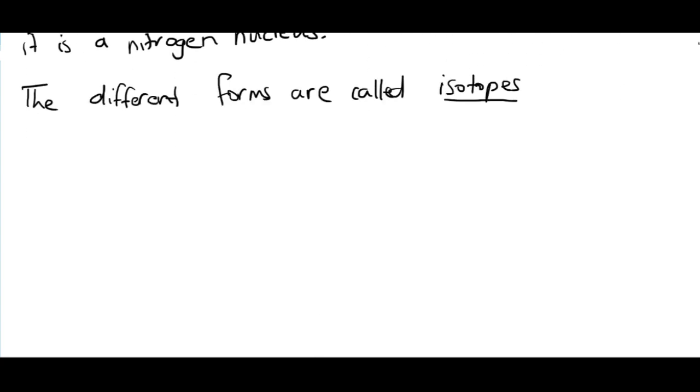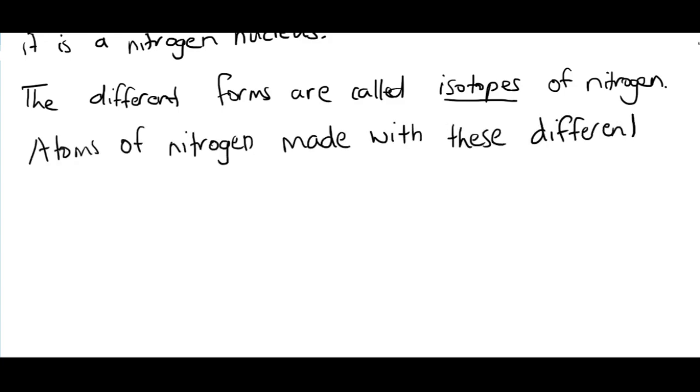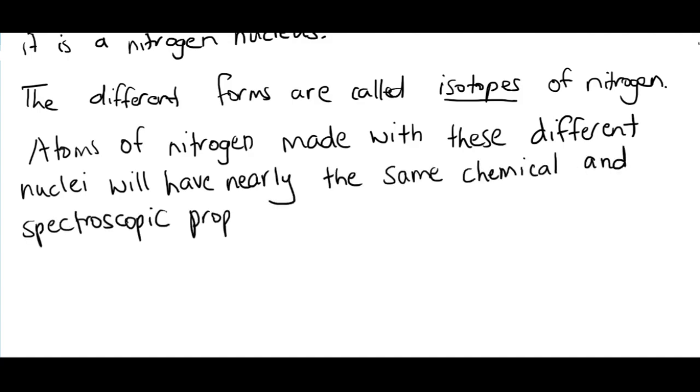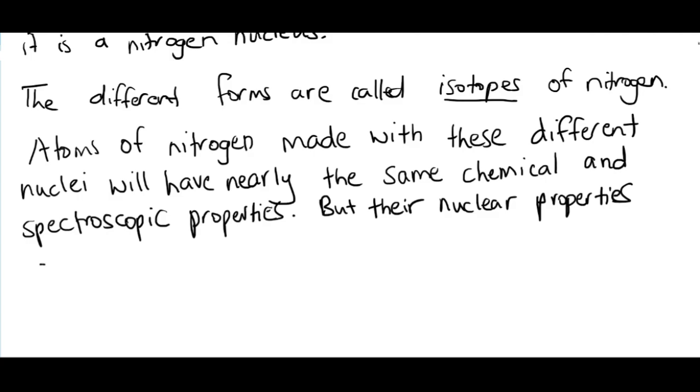Atoms of nitrogen made with these different nuclei will have nearly the same chemical and spectroscopy properties. However, importantly, it is the nuclear properties that can be substantially different.